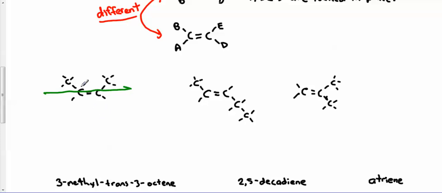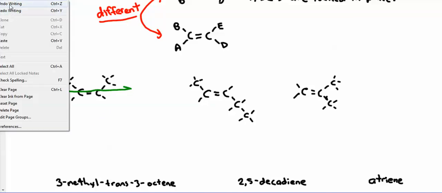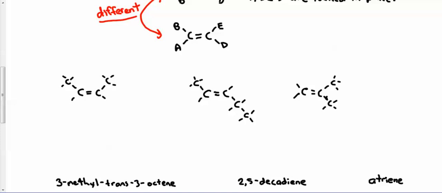So this guy, they are on the same side, and when they're on the same side, we use the word cis. So this would be cis-2-butene.